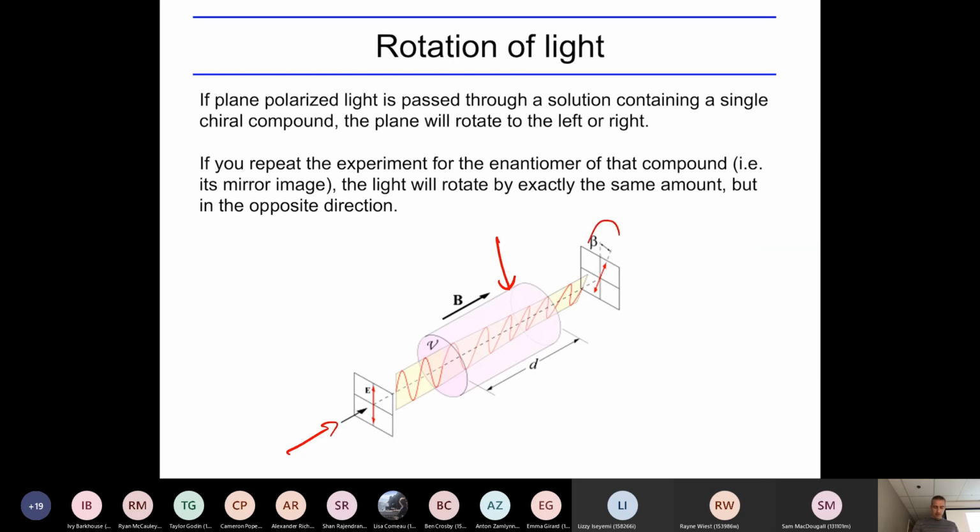And you can see the light at the other side. It was exactly vertical starting out. It twisted a bit to the right, and that's because of interaction with one of the chiral molecules. If you have its enantiomer instead, it'll rotate it by the exact same amount, but in the opposite direction.